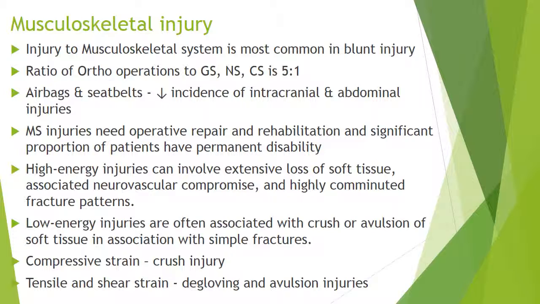Injuries to the musculoskeletal system are the most common in a blunt injury. The ratio of orthopedic operations done to general surgical, neurosurgical, or chest surgical is usually 5:1. The airbags and seat belts have reduced the incidence of intracranial and abdominal injuries. The musculoskeletal injuries usually need operative repair and rehabilitation, and a significant proportion of these patients have permanent disability.